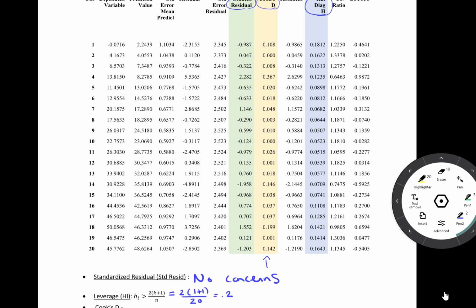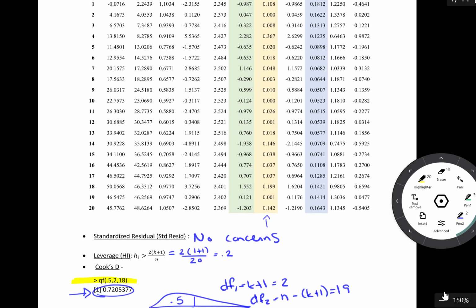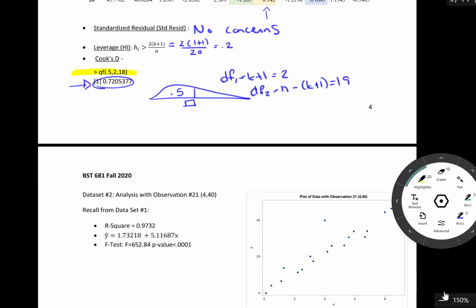And we anticipated this. When we looked at that scatter plot, it didn't appear that we had anything that was an outlier or high leverage or influential. Everything fell in that nice line. So this is going to be our base case, our starting data set with our 20 points. Now we're going to add in a 21st point and see what happens.